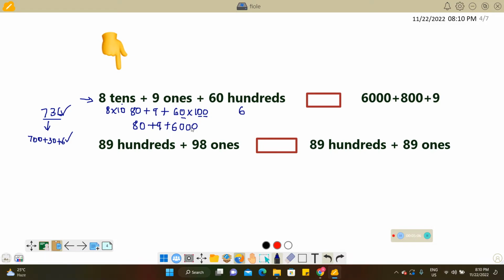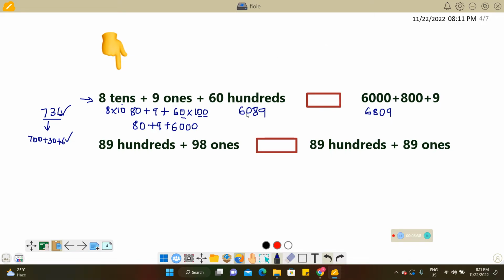Is there any hundred number? No, we don't have a hundreds place value, right? So we'll keep it 0. What is tens? We have 8 tens, and how many ones do we have? We have 9 ones. So the number is 6089. Now let's write the other number. Here also 6000. We have hundreds here, that is 800s, but here we don't have tens, so it will be a 0, and we have 9 ones here.